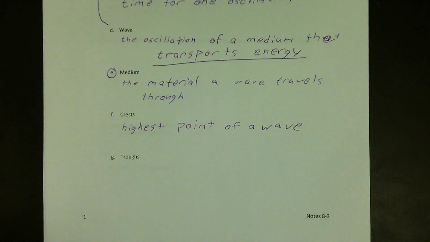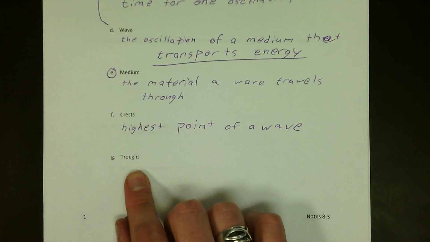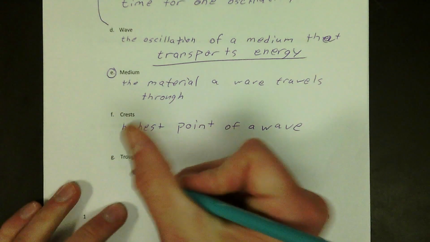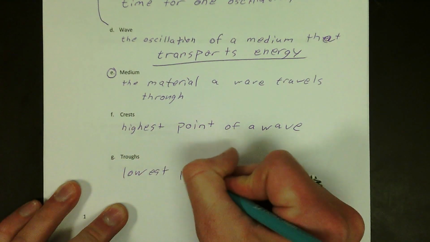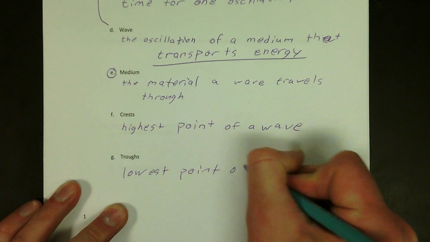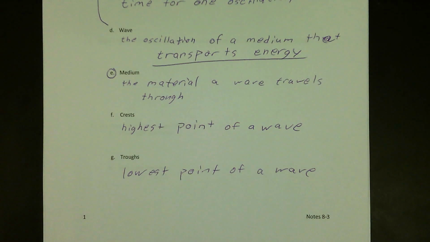Let's see. Tapua, what you got for trough? Like the lowest point of the wave. Yeah. So this one's the opposite, lowest point of the wave. Perfect. All right, on to the back.